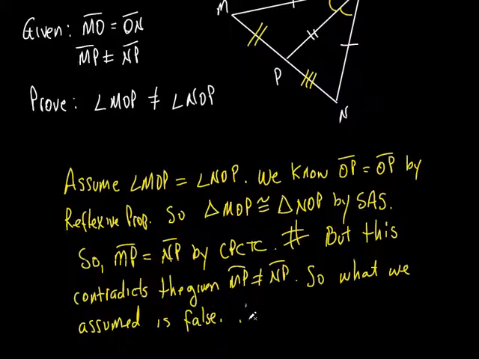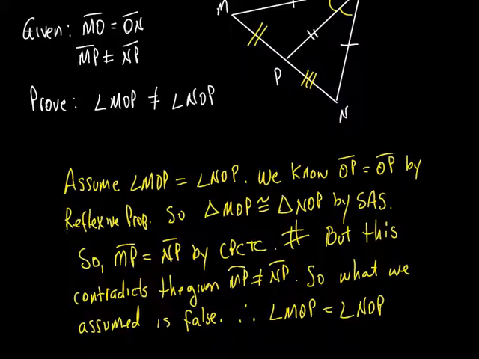Therefore, angle MOP is equal to angle NOP. That's not that big of a deal. So assume that they're equal to each other, because you always assume the opposite, okay? And then you just see what else you can figure out here, right?